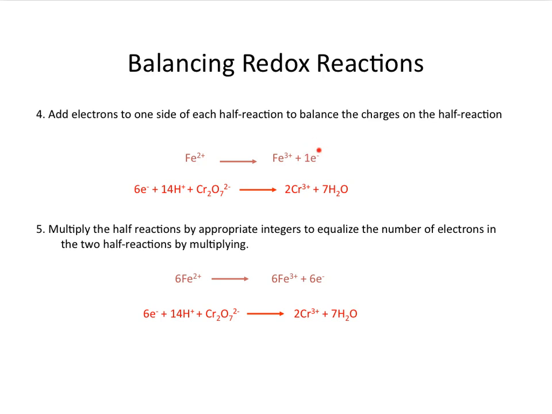So in this case, I have 1 electron here, I have 6 electrons here. So what I'm going to do is multiply this half reaction by 6. And I'm not just going to multiply the number of electrons, I'm going to multiply all of the substances that are in that reaction. Why? Because each one of these Fe2 pluses is giving away 1 electron. Okay, so I need 6 of them in order to give away a total of 6 electrons. Okay, so once I've done that, I check, my number of electrons match. So I'm done with step number 5. Now, there may be situations where you need to multiply both of them, or sometimes you won't have to multiply any of them, but in this case, it was only the one that we had to do.